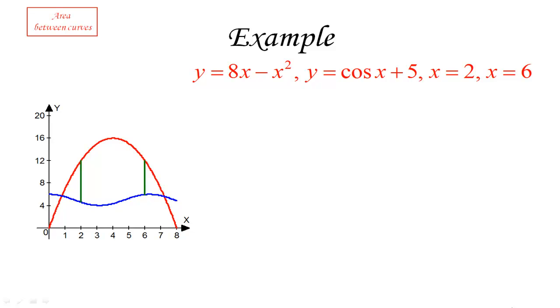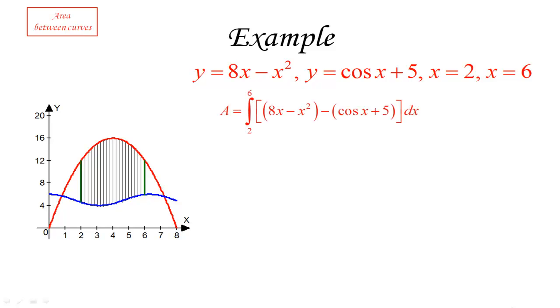x equals 2 and x equals 6 are the left and right limits, so they're going to be our a and b in the integral. So once we slice it up, we end up with our area being given by the integral from 2 to 6 of the areas of each rectangle. The area of each rectangle is given by the height, which is the difference between the two functions, with the parabola being the first one, times dx.